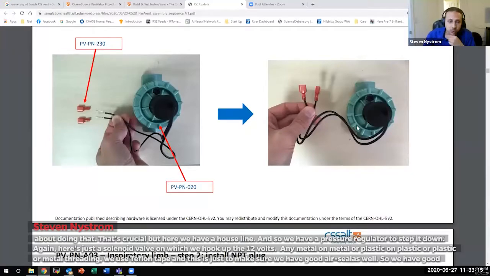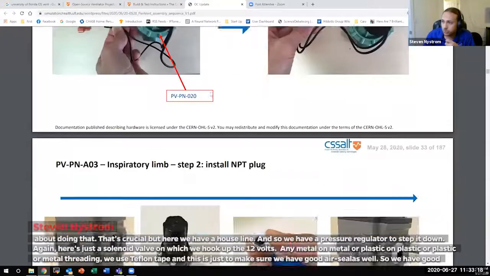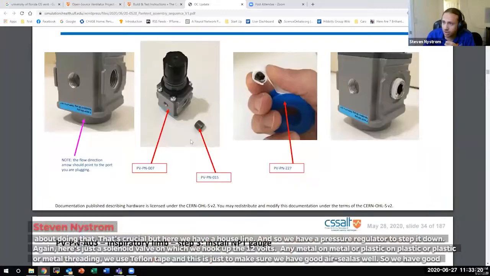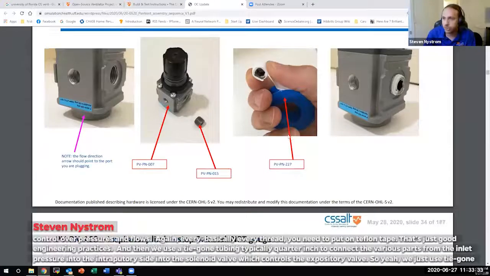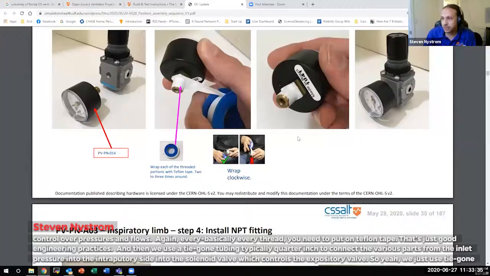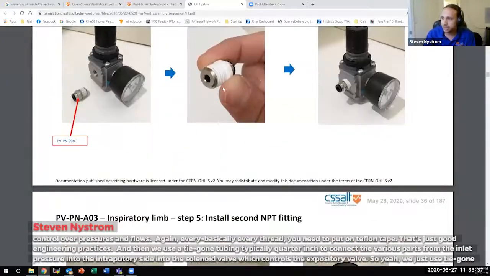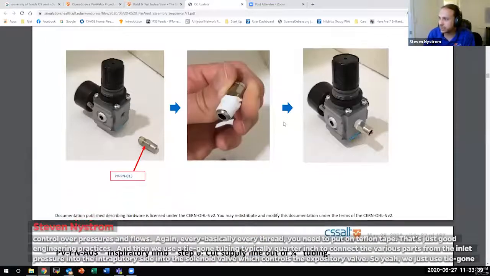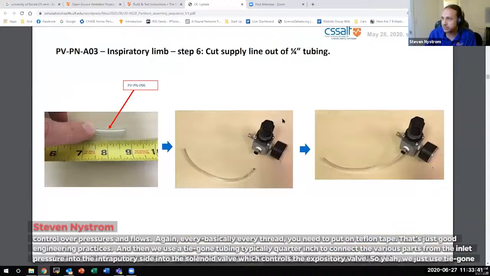Again, here's just a solenoid valve. We hook up to 12 volts. Any metal on metal, plastic on plastic, or plastic on metal threading, we use Teflon tape, just to make sure we have a good air seal, so we have good control of our pressures and flows. Basically every thread you need to put Teflon tape on. That's just good engineering practice.